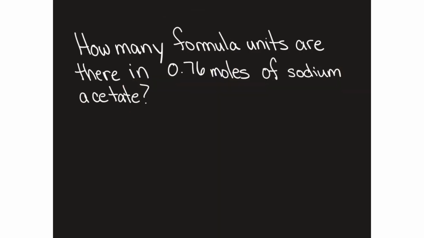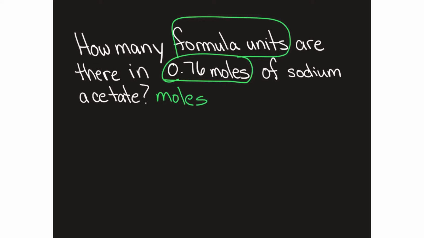All right, another problem. How many formula units are there in 0.76 moles of sodium acetate? So let's look at the problem. What are they asking for, and what did they give us? Well, they gave us moles. They gave us 0.76 moles, and they said how many formula units. So we're going to be going from moles to formula units. And remember, these are all one-step problems.